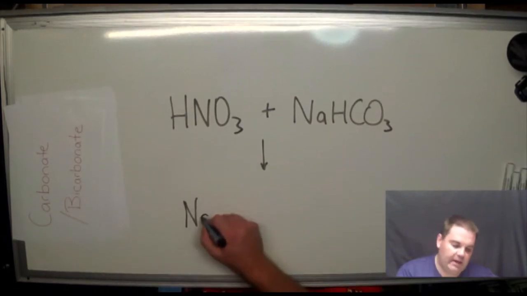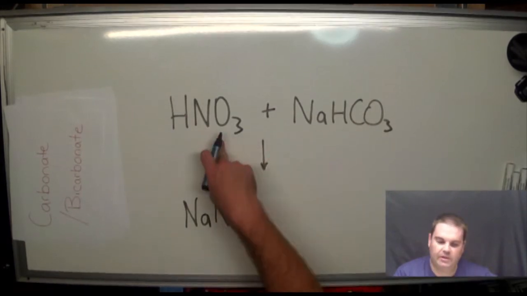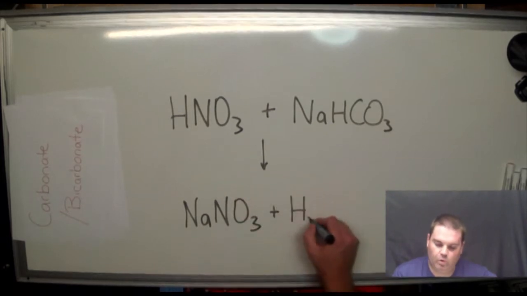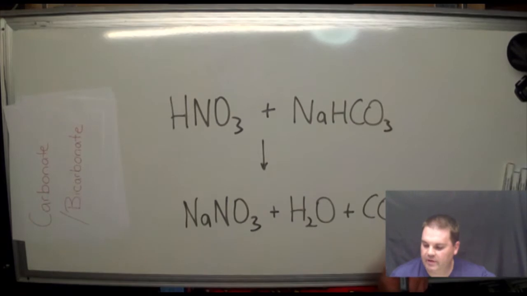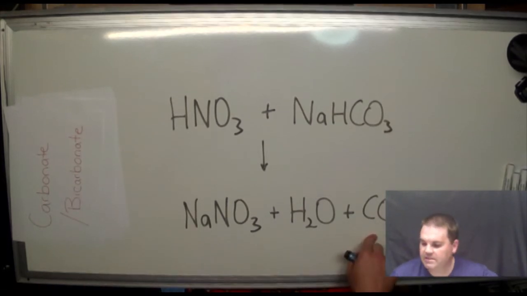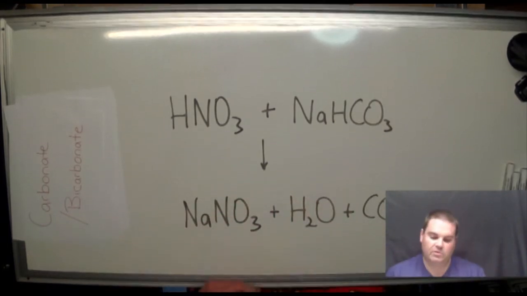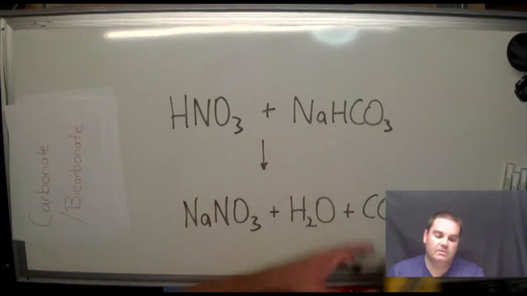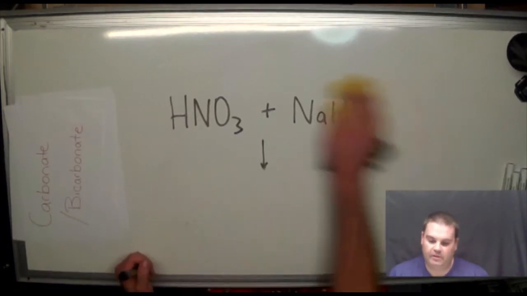You're going to get a salt, which is sodium nitrate, sodium plus the anion part of the acid, plus water, plus carbon dioxide. Now, the reason we use it in cakes is it releases carbon dioxide gas. That gas expands, causes the cake to rise, so it's quite useful. But any time you have an acid plus a bicarbonate or a carbonate, you get salt, water, and carbon dioxide.